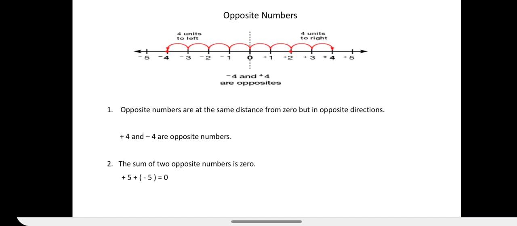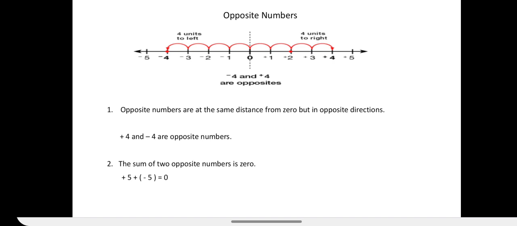Opposite numbers. Now O is the origin, we all know, children. -4 and +4 are opposites. Points to remember: opposite numbers are at the same distance from 0 but in opposite direction. That is, plus 4 and minus 4 are opposite numbers. The sum of the two opposite numbers is 0.